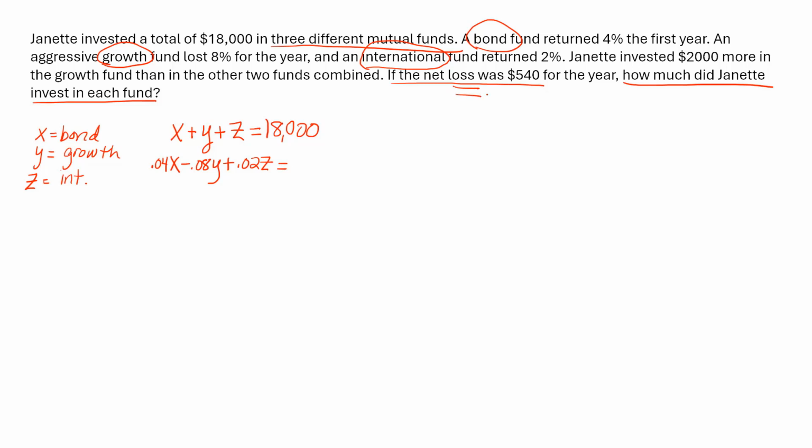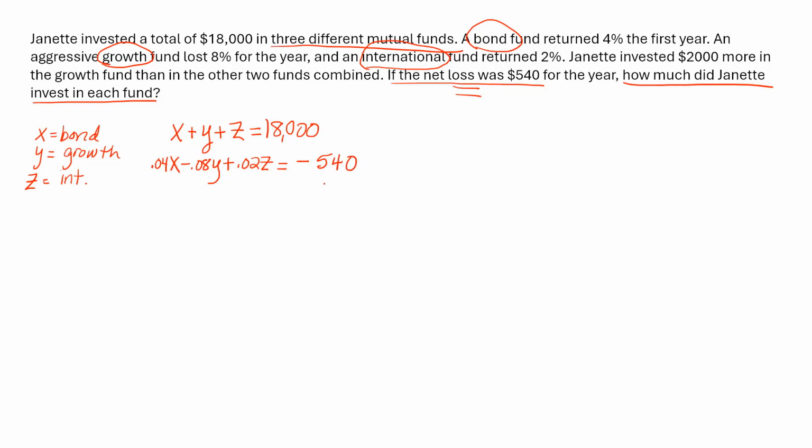So this was not a net gain for her. It was a net loss for that year. So that year she lost $540. The total of how much she gained, lost, and gained in the 3 funds turns out to be a negative amount. Sorry, I didn't leave enough room for the negative sign. So negative $540. That turns out to be a net loss.